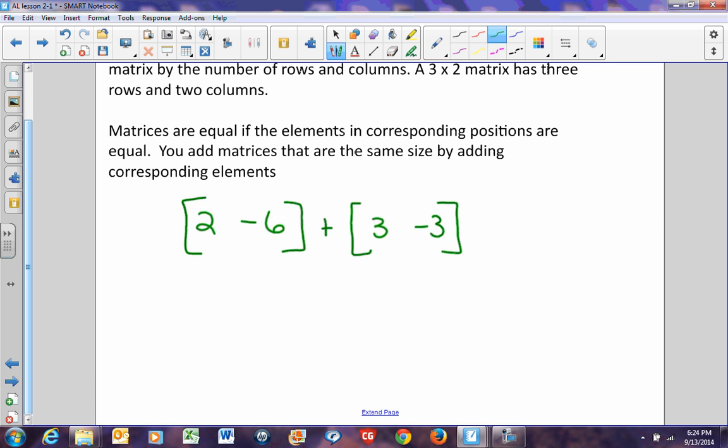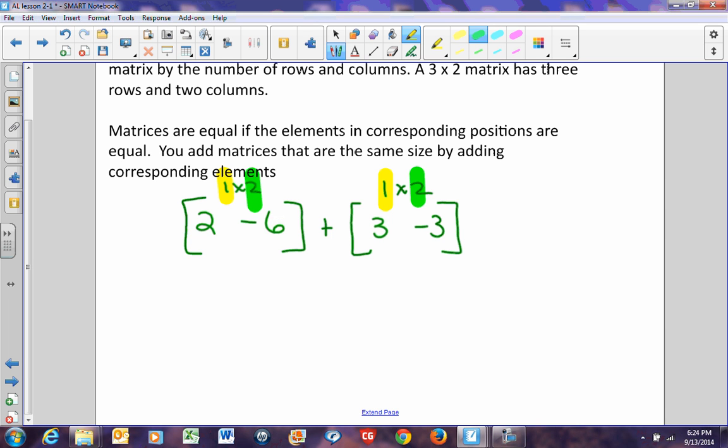Okay? Oops, I made a mistake. Stop that. That's not a 2 by 1. This is a 1 by 2 matrix. Okay? 1 row, 2 columns. This is a 1 by 2. This is also a 1 by 2. Not a 2 by 1. I misspoke earlier. So we have a 1 by 2 and a 1 by 2. They can be added because they have the same number of rows and columns. 1 row and 2 columns.